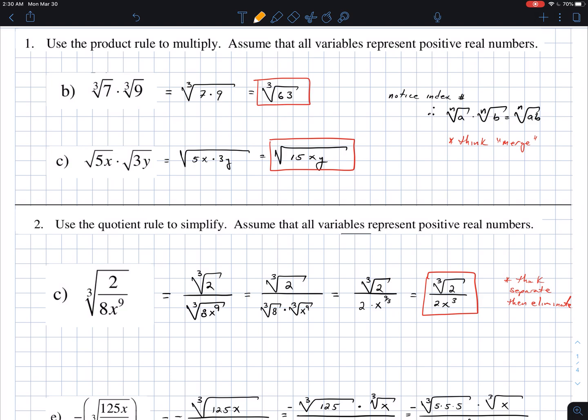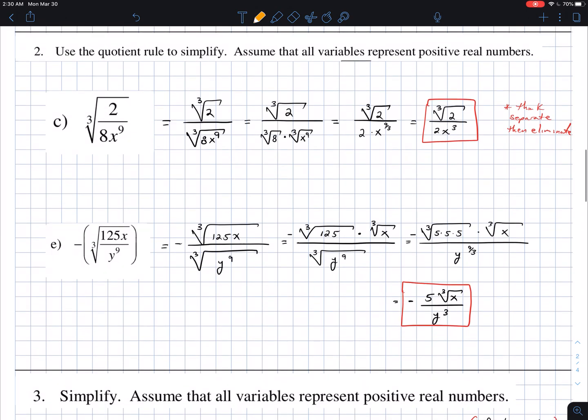And then what did I do? Since they have the same index number, 3, I simply multiplied the radicands. 7 times 9 is 63, the cubed root of 63. You can't break it down any more than that because the primes would be 7, 3, and 3. And hopefully you're noticing the little comments. So 1c is the square root of 5x times the square root of 3y. I just multiply the insides, if you will, and then I come up with the square root of 15xy.